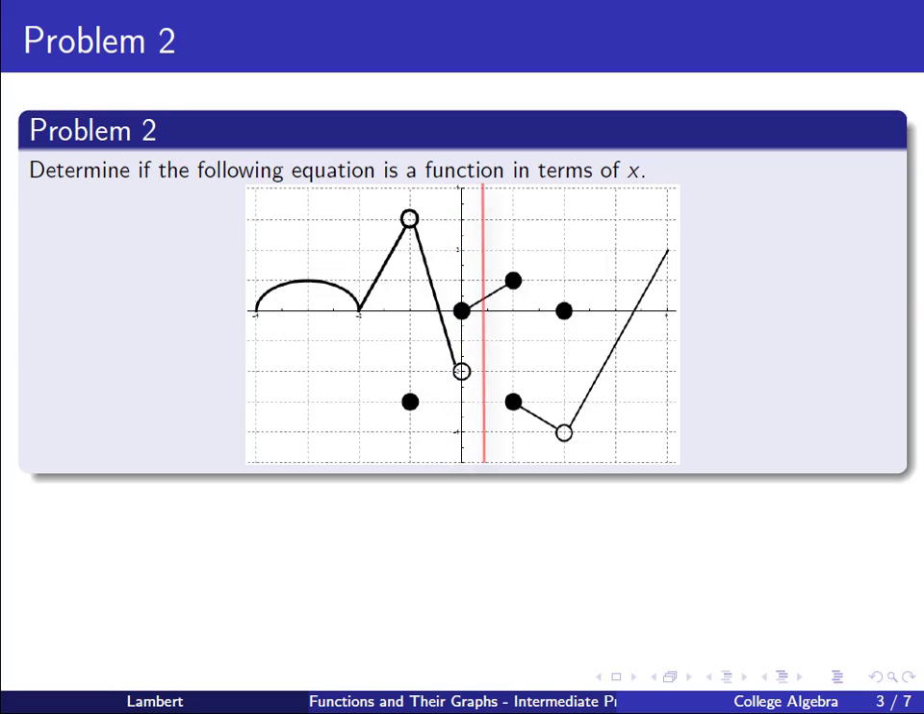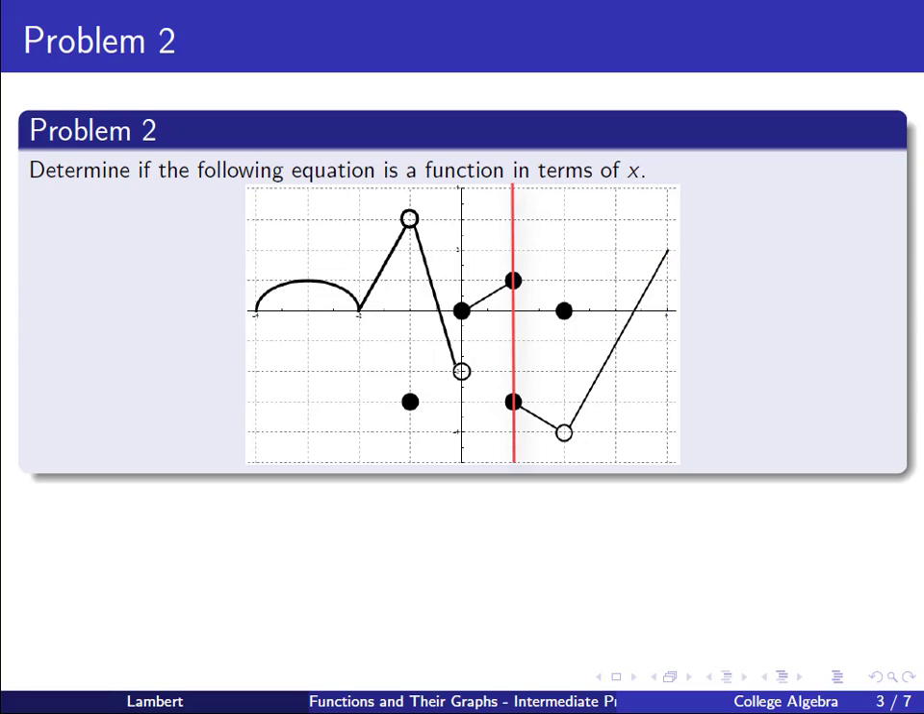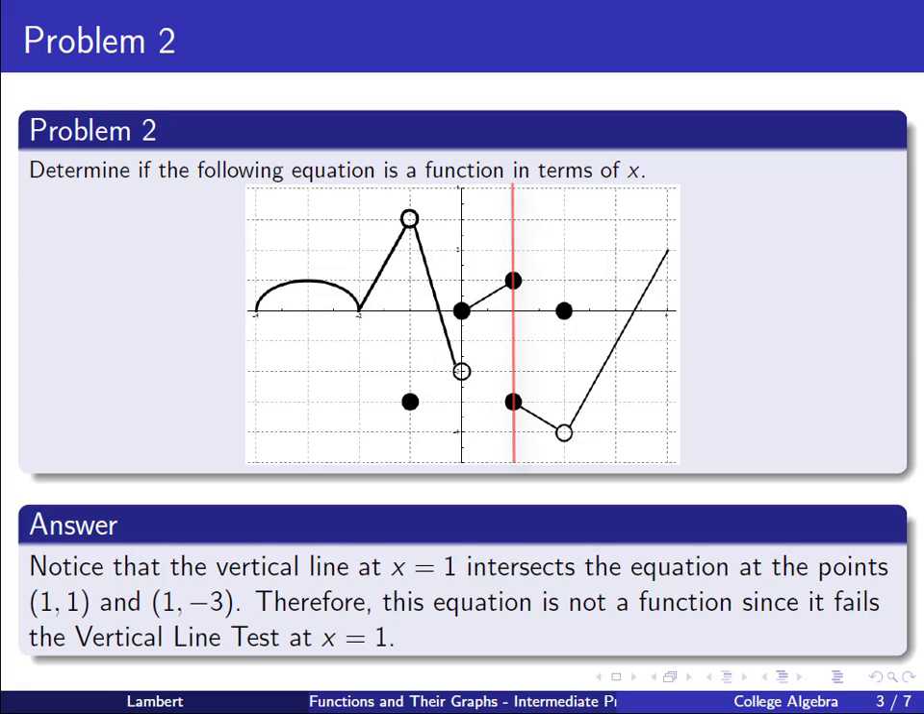whereas a solid dot would mean a point that is included. So notice once we get to x equals 1, all of a sudden we've got a problem. And that problem is we have the point (1, 1) and the point (1, negative 3), both hitting our vertical line. Since there are 2 points hitting our vertical line, that means that this thing has failed the vertical line test. And since it fails, all of a sudden we know it is not a function. Hence, this graph does not represent a function in terms of x.